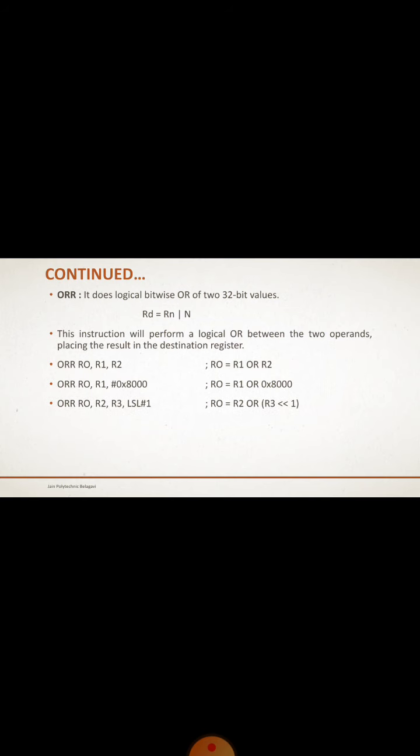Next is ORR R0, R2, R3 LSL #1. In this, R3 is left shifted by one position, then that is ORed with R2 and then the result is stored in R0.